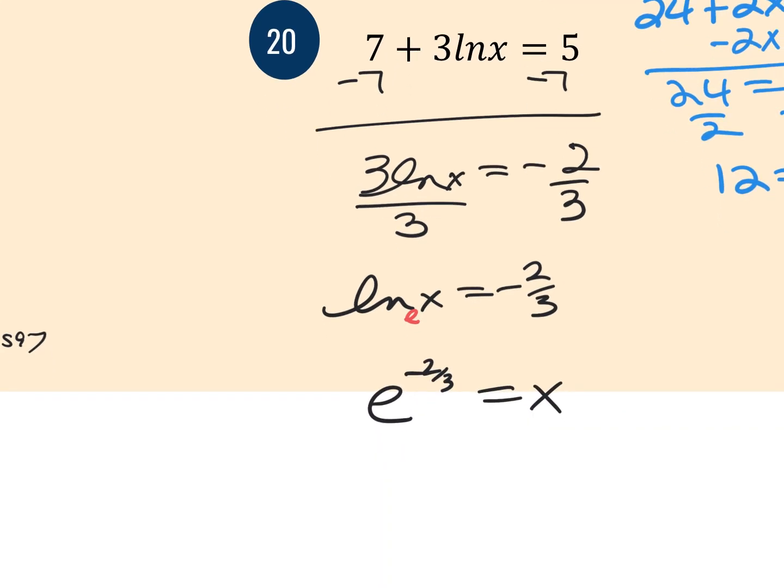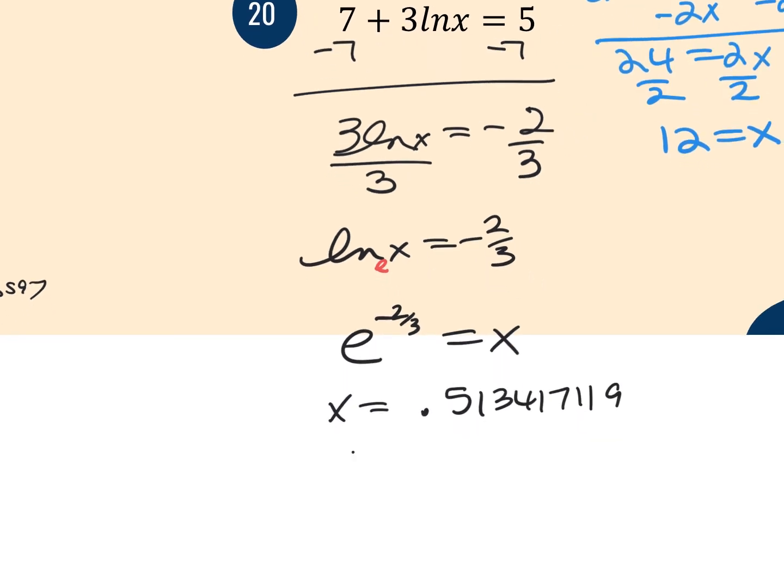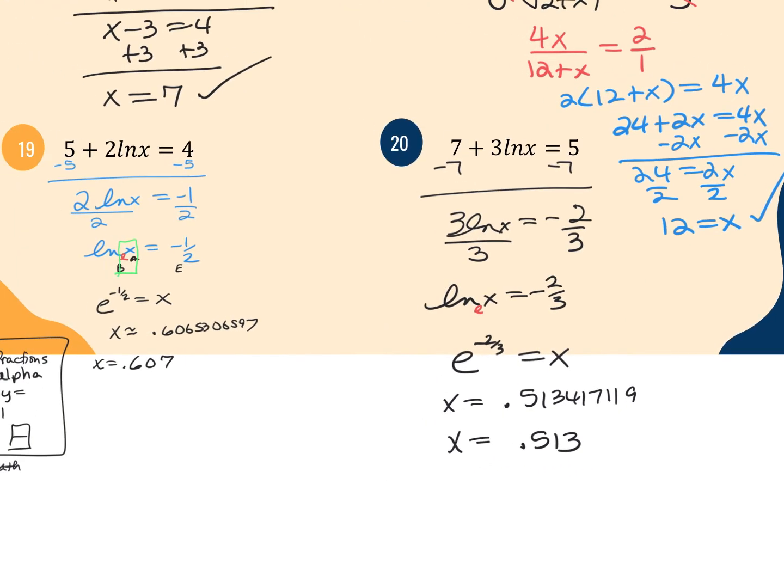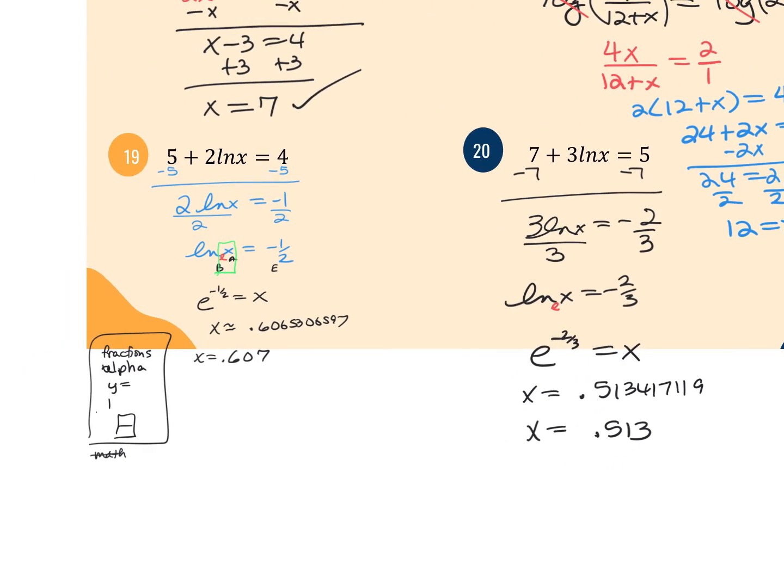So go ahead and just do this on your calculator. You should be getting x is equal to 0.513417119, rounded to 3 decimal places, 0.513. On this slide, when I did numbers 19 and 20, I was just plugging in the answer for the x. And again, there were no calculations to do on it. So these are all good answers, they did check.